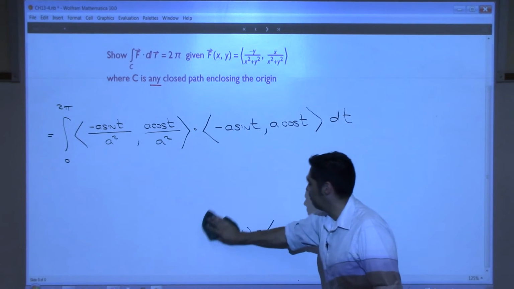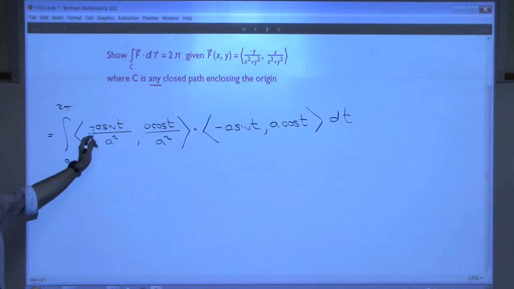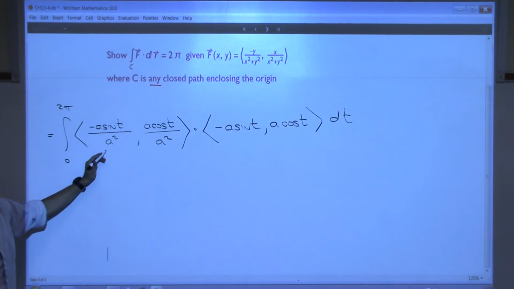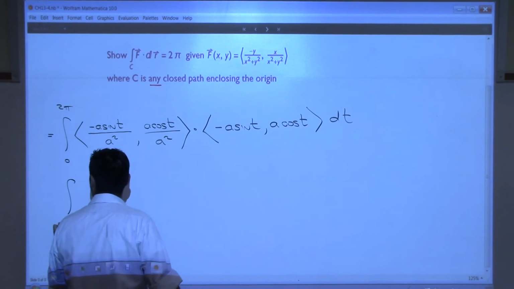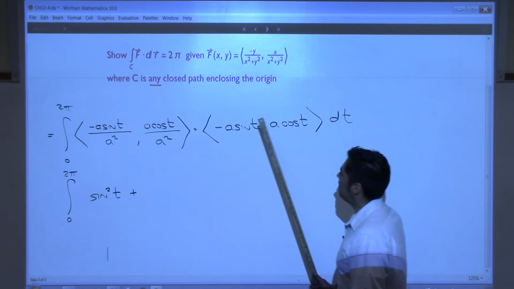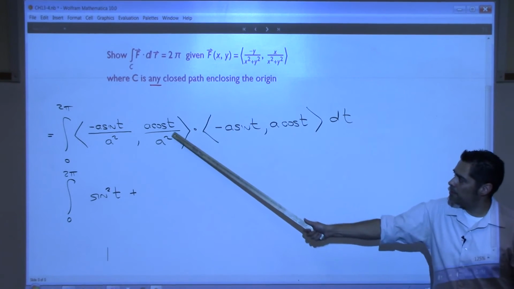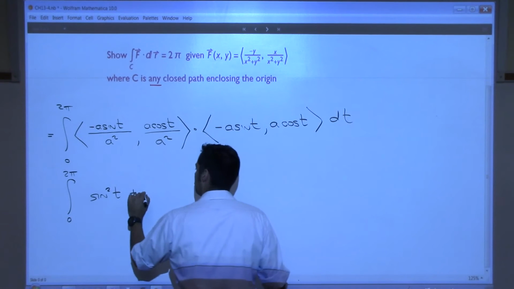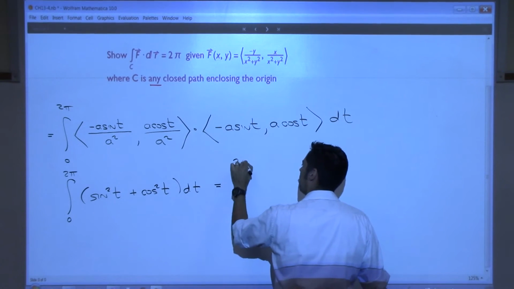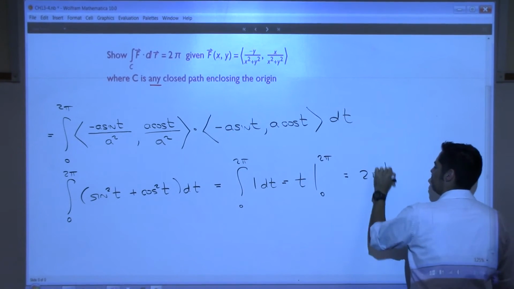And I think we're going to get a really nice result here. When I do this one and this one together, negative a times negative a is a squared sine squared t over a squared, which is just sine squared t. And this is a dot product now, right? So I'm no longer going to have a vector. So I have sine squared t plus, and then same thing happens here: a squared cosine squared t over a squared again, doing this one times this one. And the a squareds cancel. You're just left with cosine squared t dt. But that's just integral 0 to 2 pi of 1 dt, which is t evaluated from 0 to 2 pi, which is 2 pi.